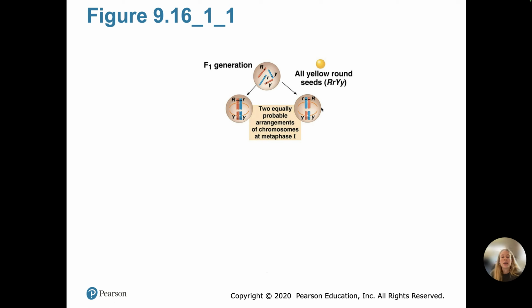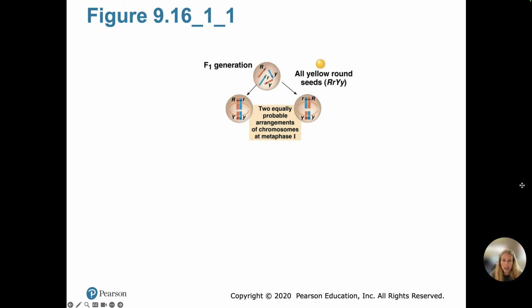The first law of independent assortment states that the chromosomes orient independently at the metaphase plate. And so we can see there's two equally probable arrangements of chromosomes at metaphase 1. We can either have all the maternal chromosomes on the left, or we can have kind of flip-flopped, so the lowercase r, capital Y, lowercase y, compared to over here we have capital R, lowercase r, and then capital Y, lowercase y. So either one of these orientations is equally probable.